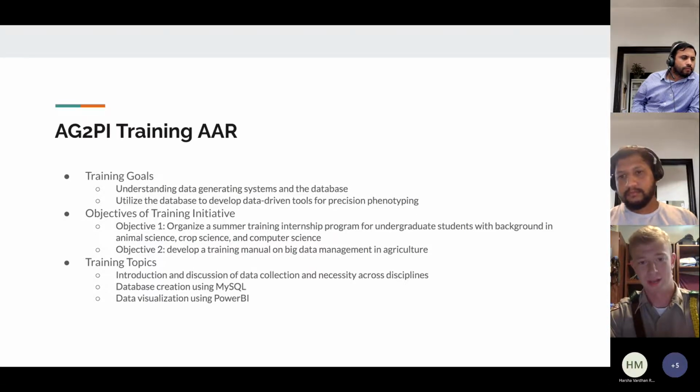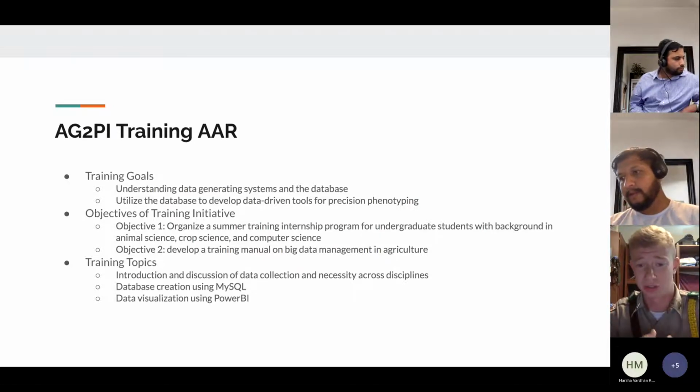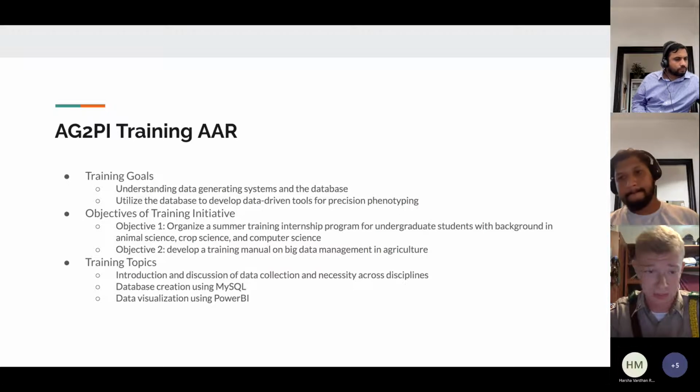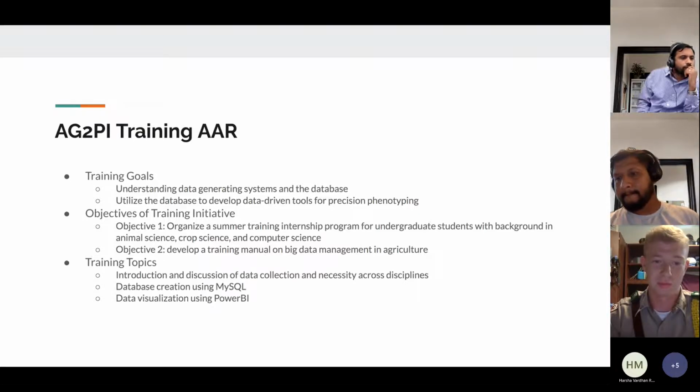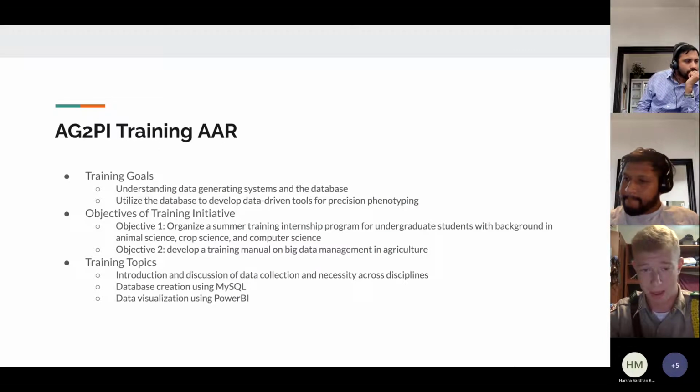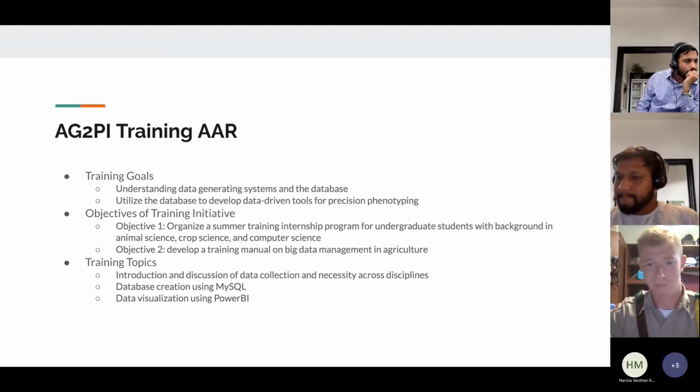And so I imagine, given a little bit of time, that one will be completed as well. Now, the training topics that we were introduced to were the introduction and discussion of data collection and necessity across the disciplines, database creation with MySQL, and data visualization using Power BI. Pretty much everything springboarded off of that.